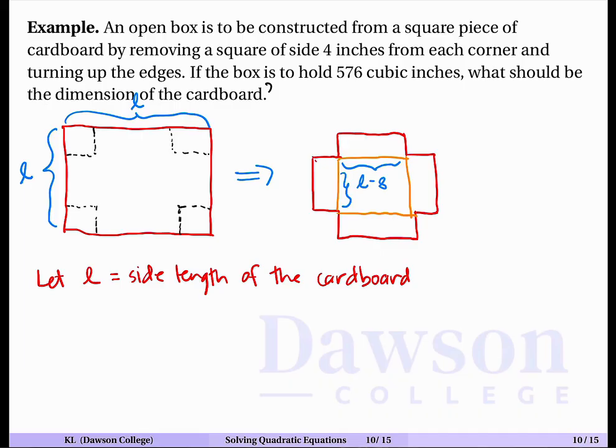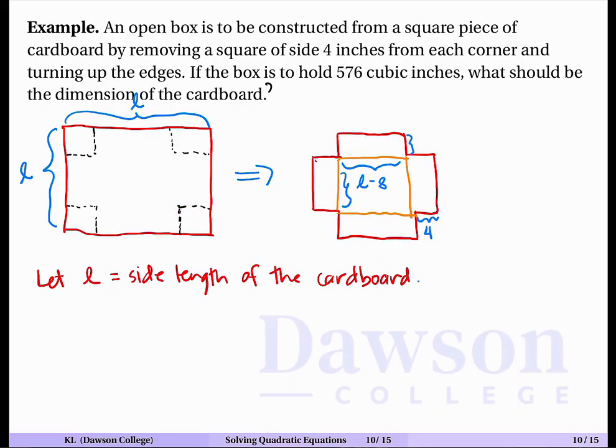The height after folding this part up, up there, up there, up there, the height is this part here. Correct? This part here. And that's equal to 4. That's 4 inches. That's the one, this part here.